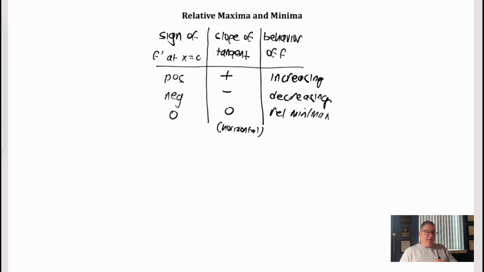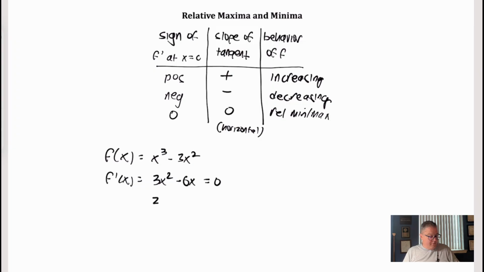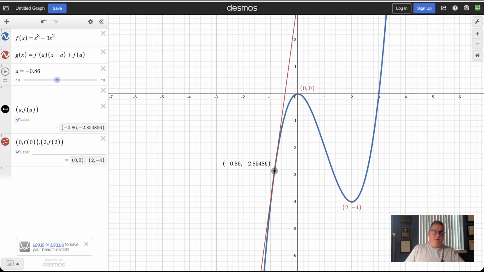So I'll show you something on Desmos in just a moment, but we're going to consider the function f of x equals x to the third minus 3x squared. And just to investigate, let's take the derivative and we'll set it equal to 0. We'll factor it. And we'll find out that x equals 0 and x equals 2 are actually very special points on our curve. Let's look at the graph first to see what we can infer from this.